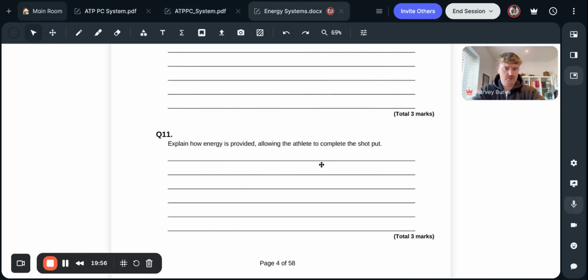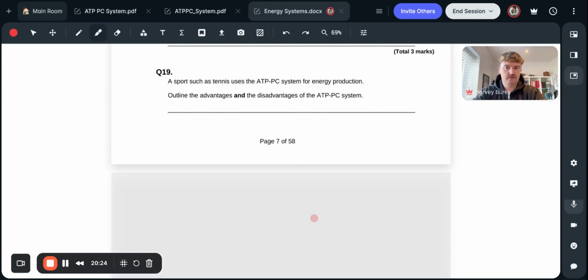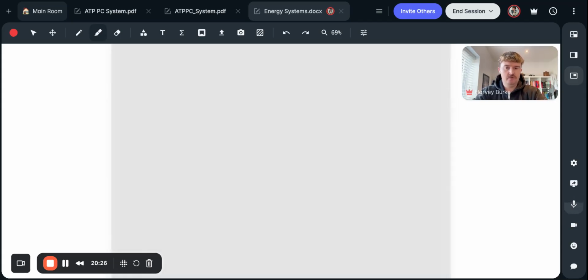And then if we have a look at a question for AQA, remember at the start of this video, I mentioned that the only difference with AQA really is that you get credit for mentioning that you'd use your stored ATP first and then go into the ATP-PC system. So this says, explain how energy is provided, allowing the athlete to complete the shot put. Again, they haven't told you what energy system, so you're going to get a mark for saying that it's the ATP-PC system. So this is 3 marks. Let's have a look at what's in the mark scheme for question 11.